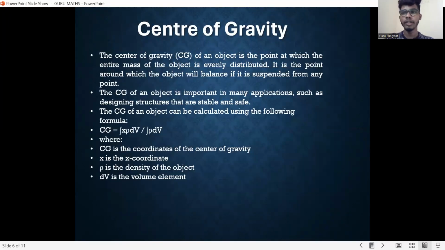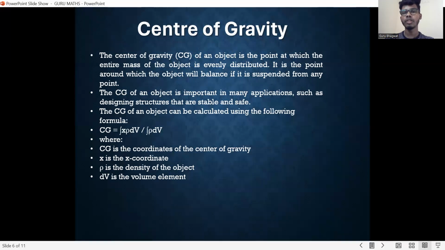Next, move on to the center of gravity. The center of gravity is the point of an object at which the entire mass of the object is evenly distributed. We all know that the total mass is distributed perfectly across each part, because along the x-axis, y-axis and z-axis the object's mass is evenly distributed. There is no compromise in the distribution of the mass. So it is the point around which the object will balance if it is suspended from any point.